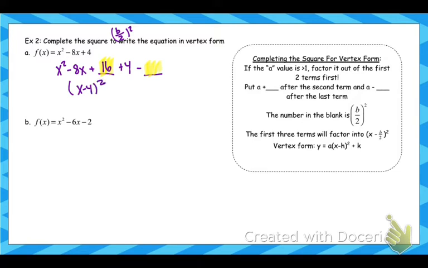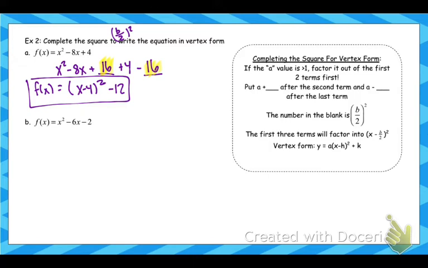Now, if I added 16 to this equation, I also have to subtract 16 from this equation, because again, I'm trying to keep it the same. 4 minus 16 is negative 12. So this is the same equation, just in vertex form. That makes it easy to see the vertex, and easy to see your transformations as well.